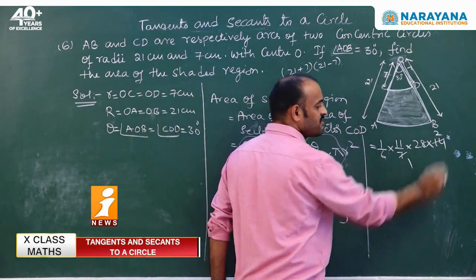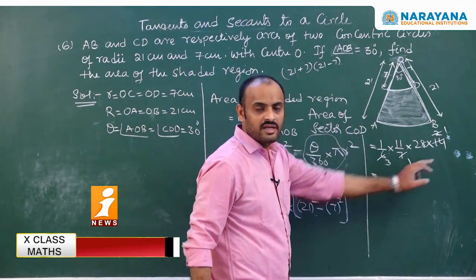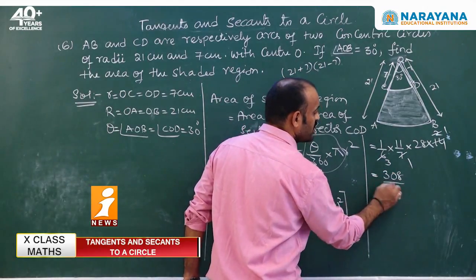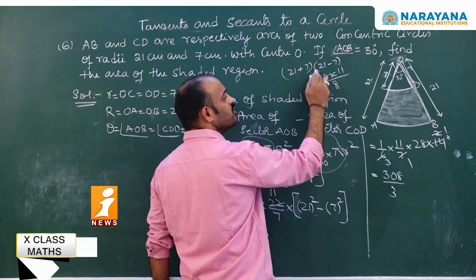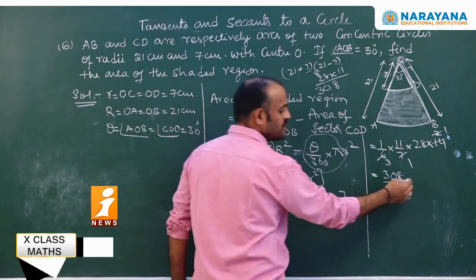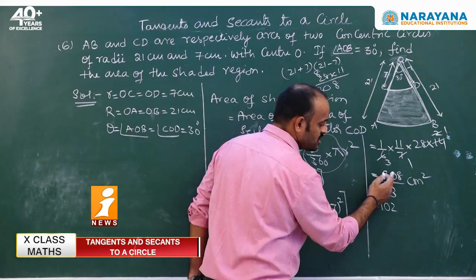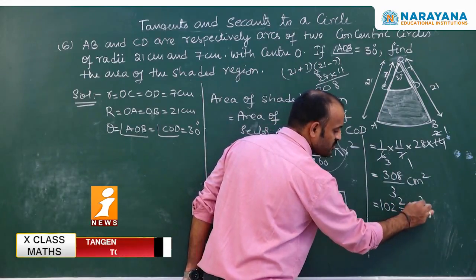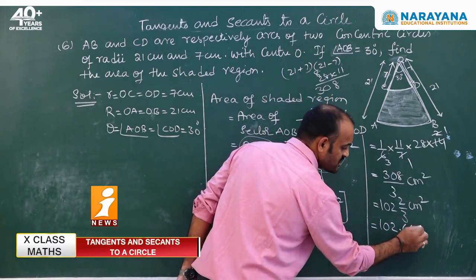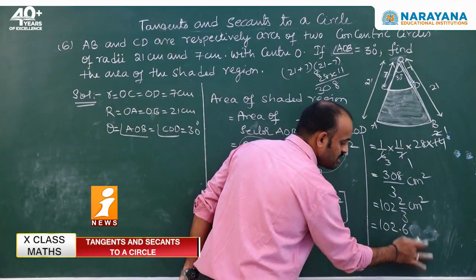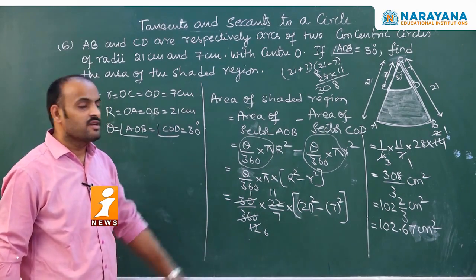7 ones, 7 twos. 2 ones, 2 threes. 11 into 28, 308 by 3. 28 into 11: 11 8s are 88, 11 2s are 22 plus 8, 30. So 308 by 3 centimeter square. If you want to write in mixed fractions, 102 threes are 306, so 102 and 2 by 3 centimeter square. If you want to write in decimals, 102.2 by 3 means 666 and so on. So I can round it to 67. Therefore, 102.67 centimeter square.